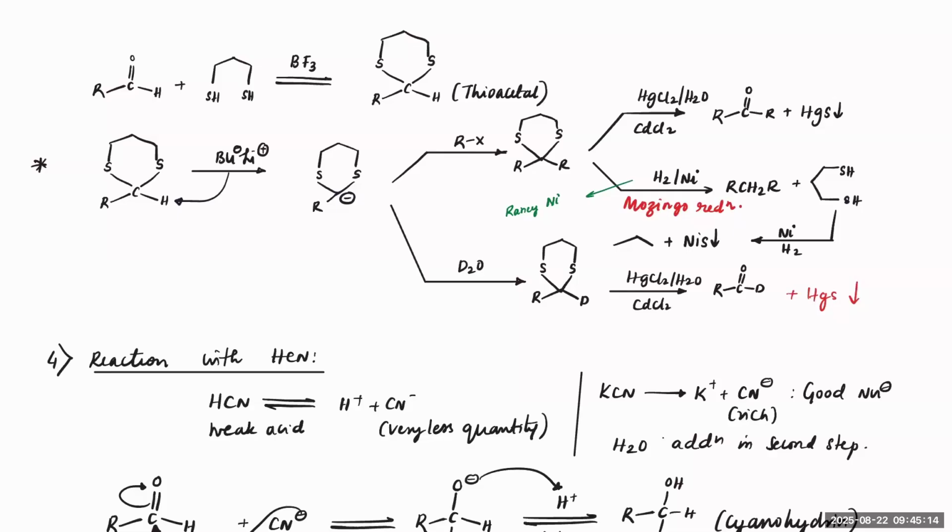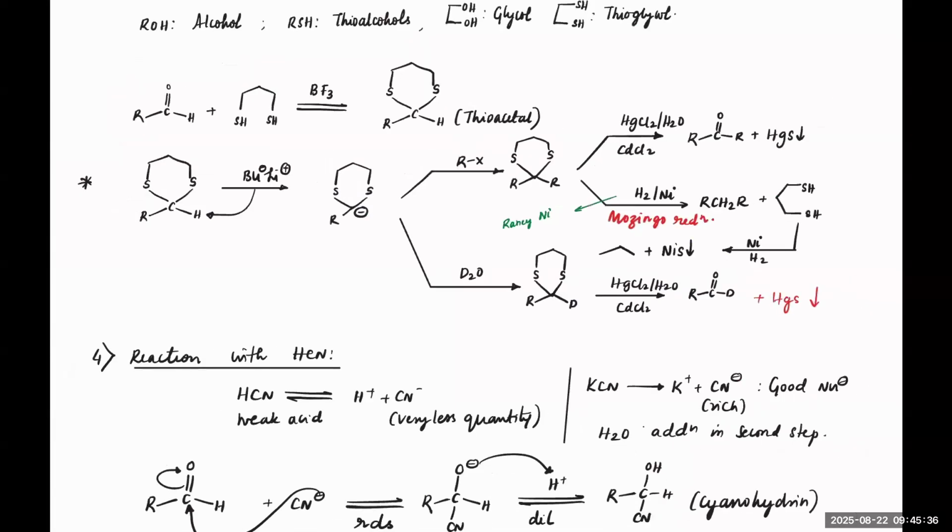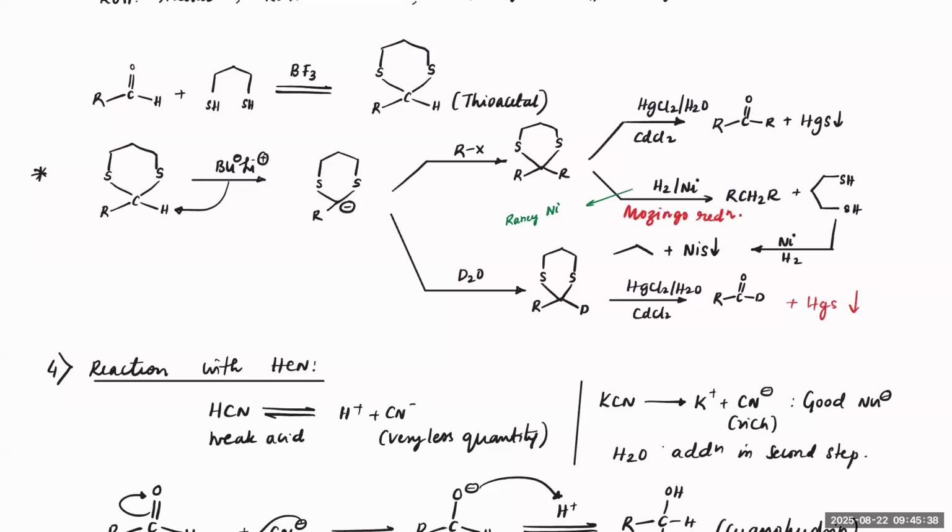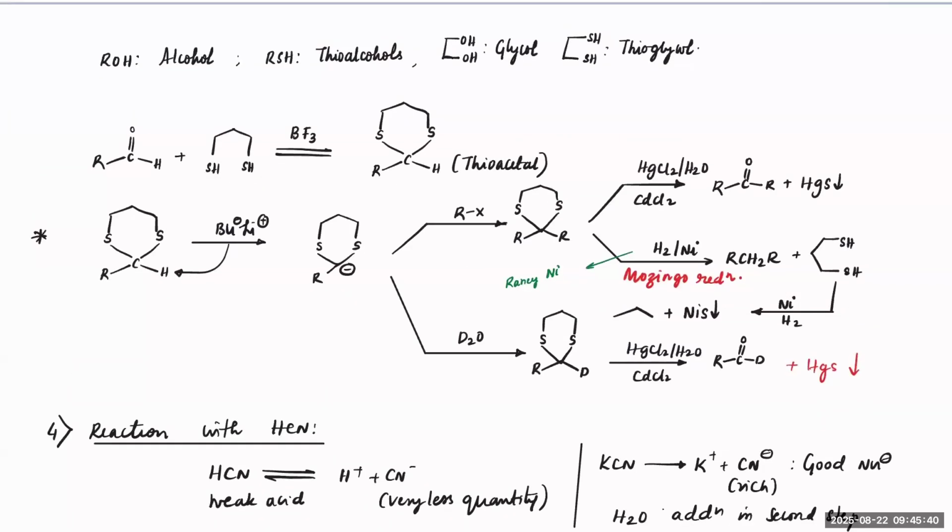In the presence of D2O, this O minus will take D plus, and thereafter with HgCl2 again, HgS will become a precipitate and this will become a keto aldehyde part. Okay? So this reduction, to convert aldehydes and ketones into alkanes, is called Mozingo's reduction. Clear how the glycols are making reactions?